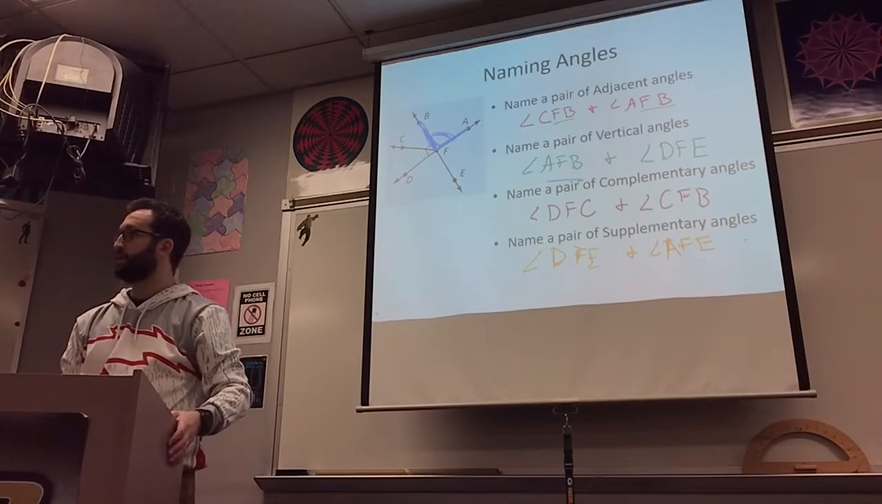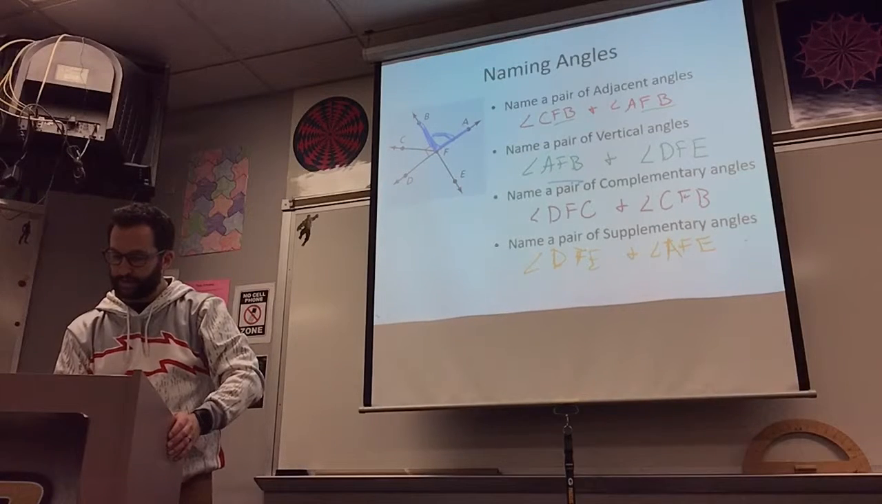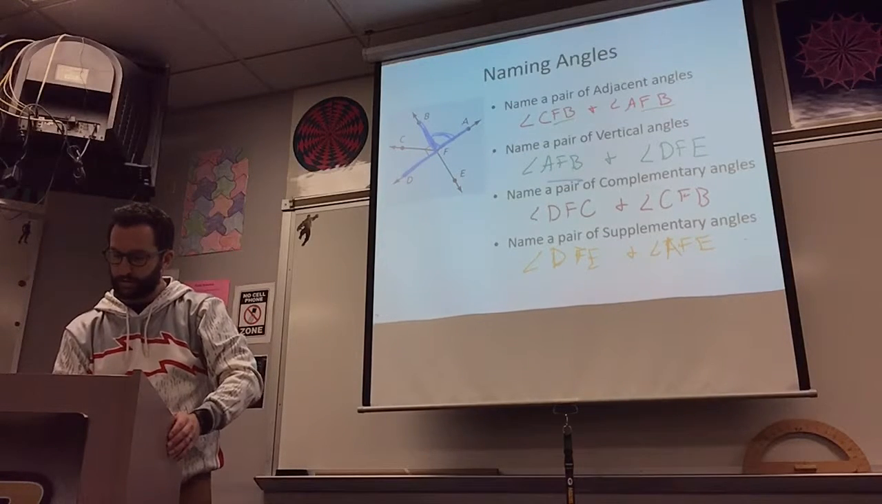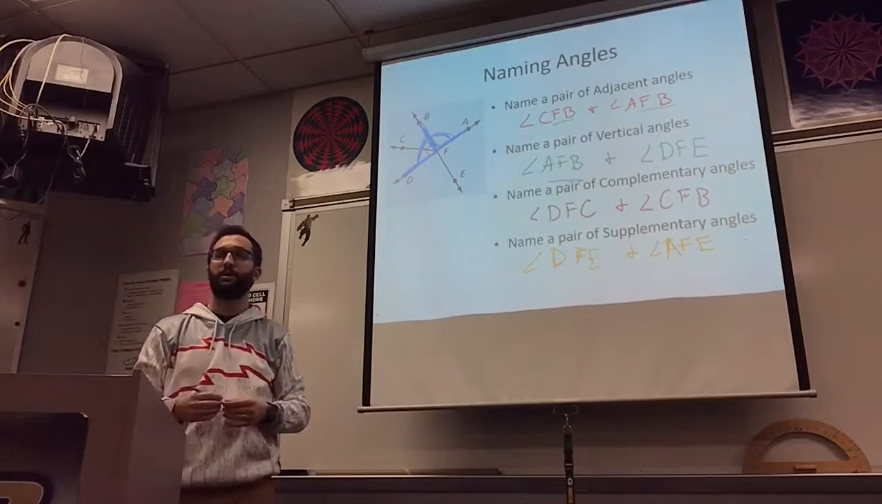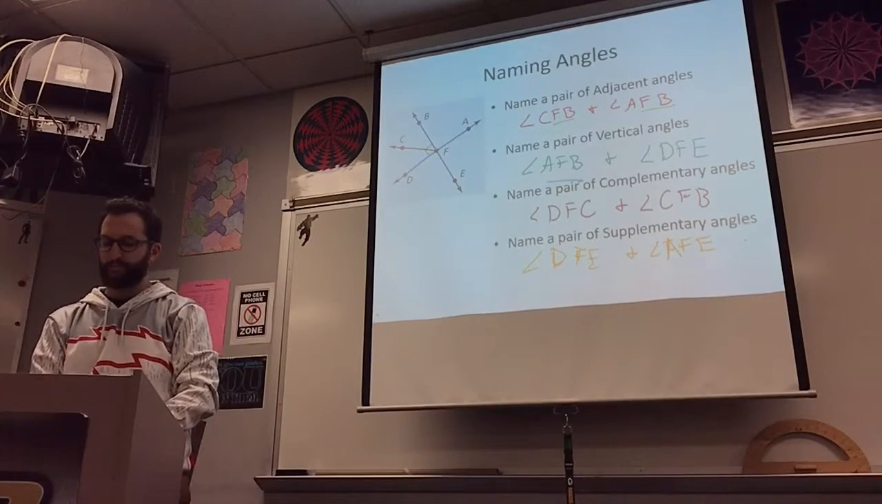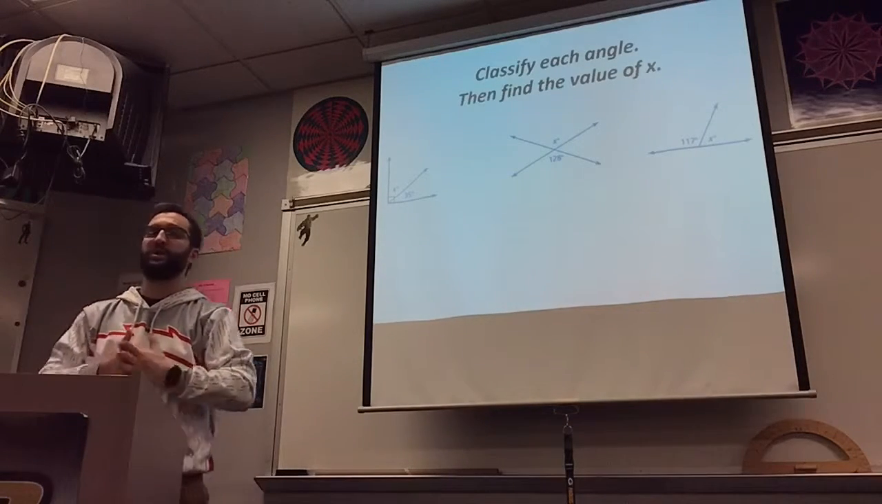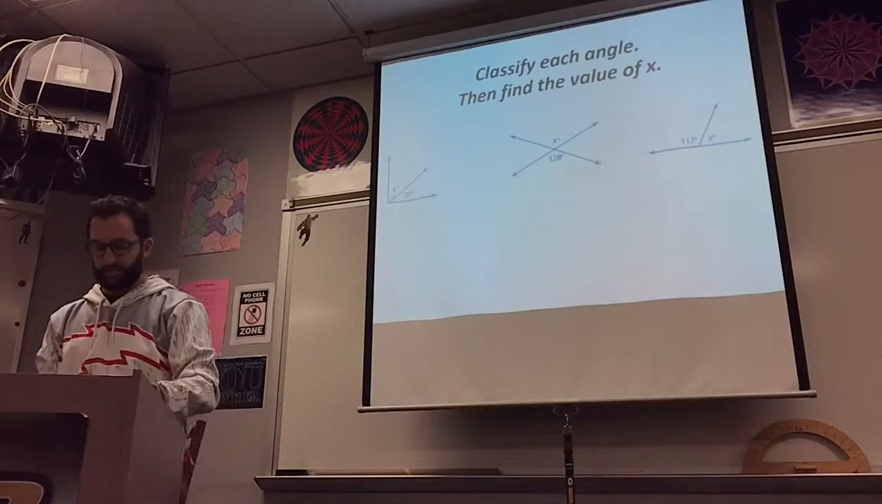AFB and DFB. That's this angle here. Sure enough, that is a pair of supplementary angles, as long as they add up to form a straight line. Now the last part of our notes today is we need to classify each of these angles and then use the definition to help us solve them.